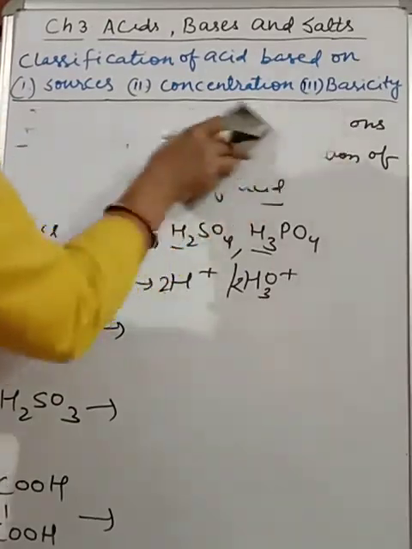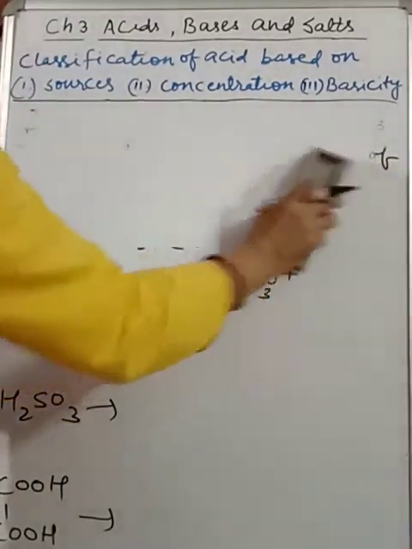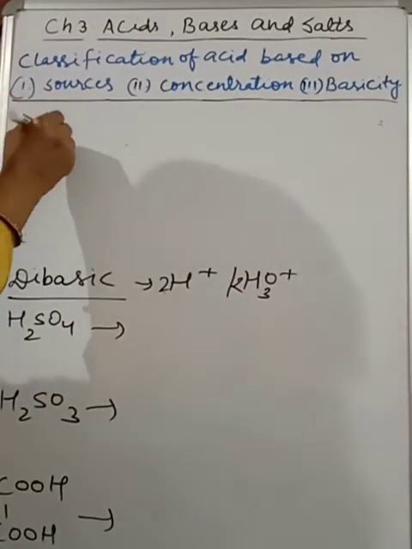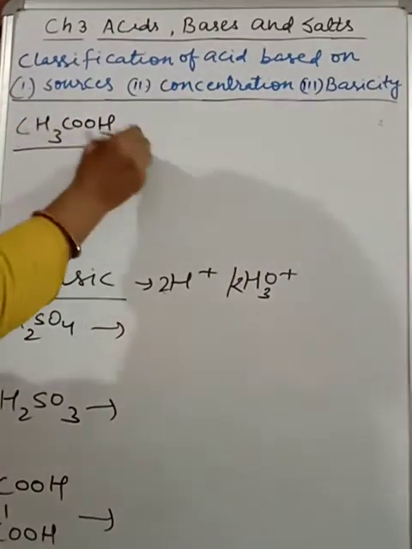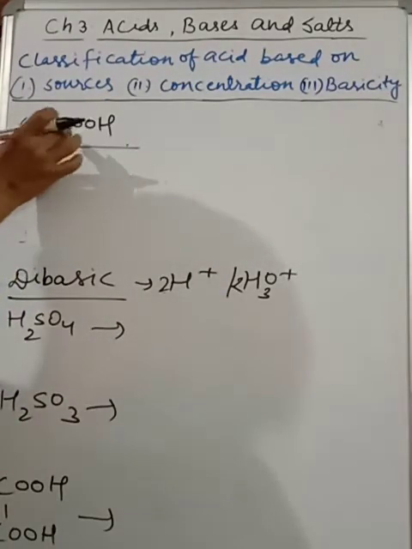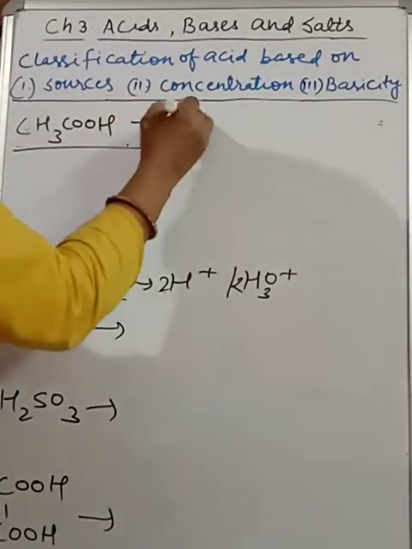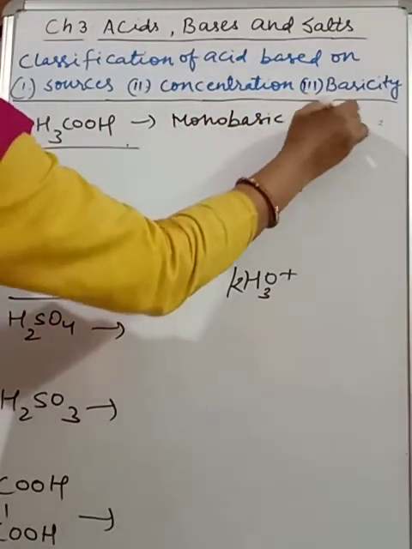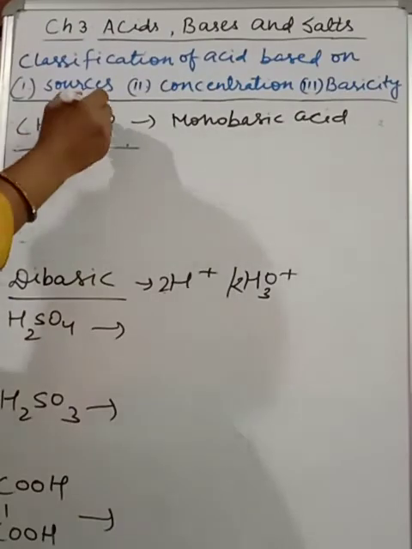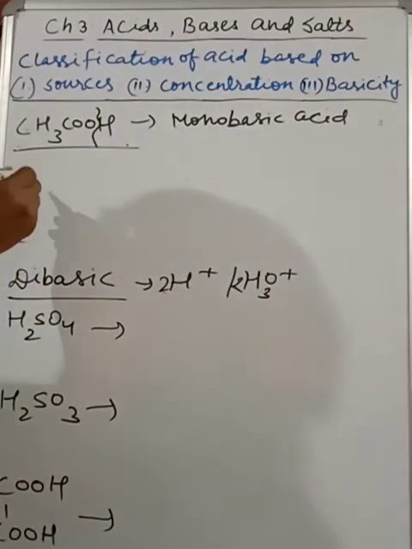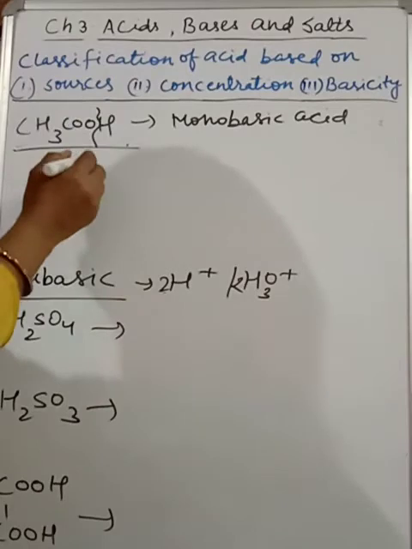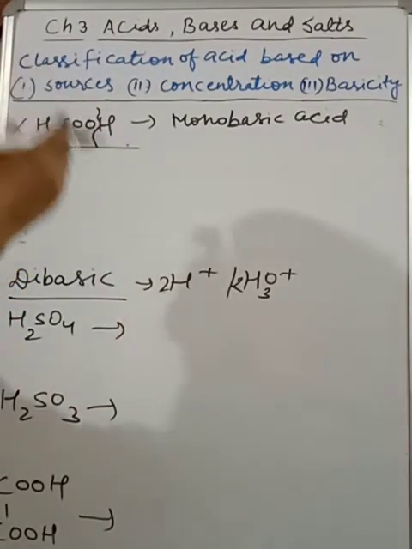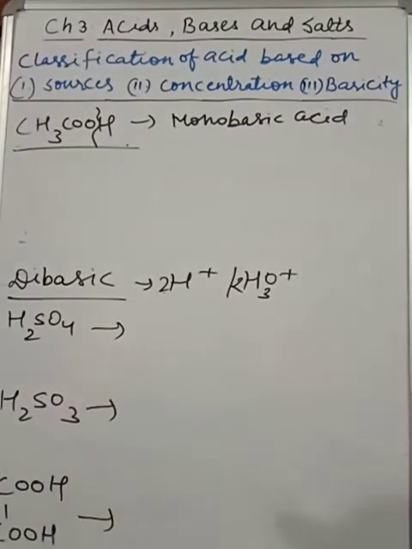I forgot to explain to you regarding acetic acid. The acetic acid formula is CH3COOH. Here you can see the number of hydrogen is 4, but it also comes under the category of monobasic acid. Now the question arises, why? Because it is capable of furnishing only one hydrogen ion, because the hydrogen atom which is directly linked with oxygen can only give H plus or hydronium ion.